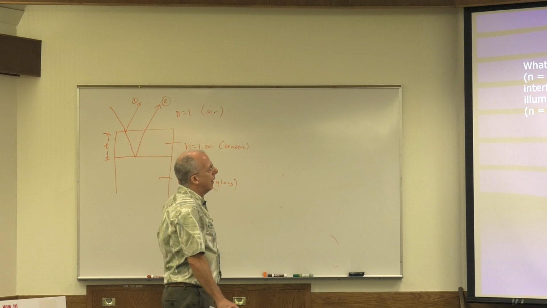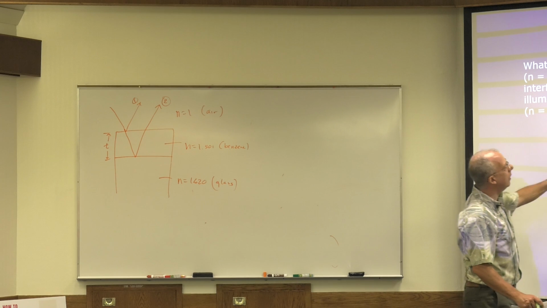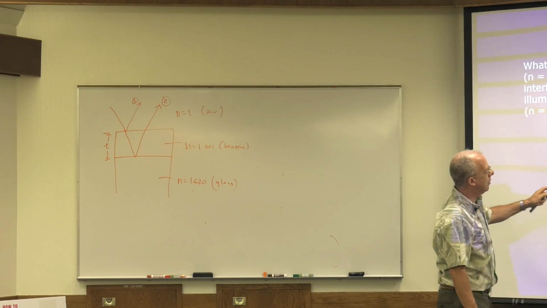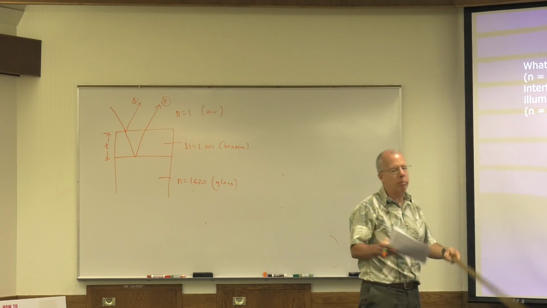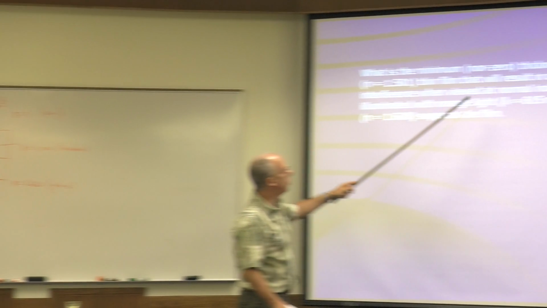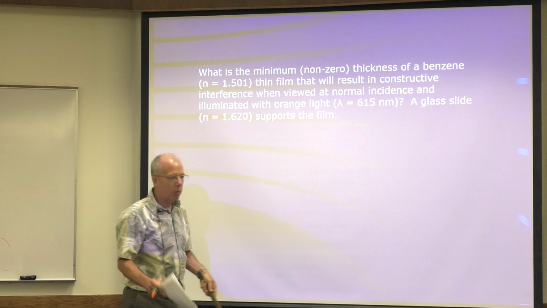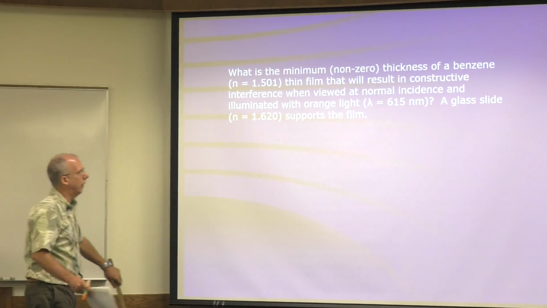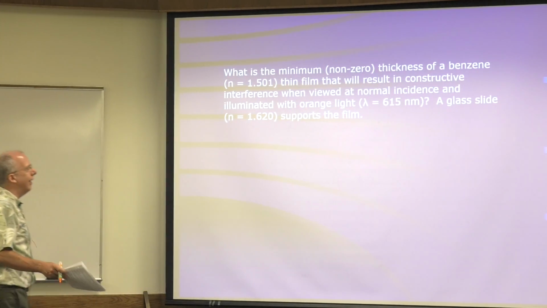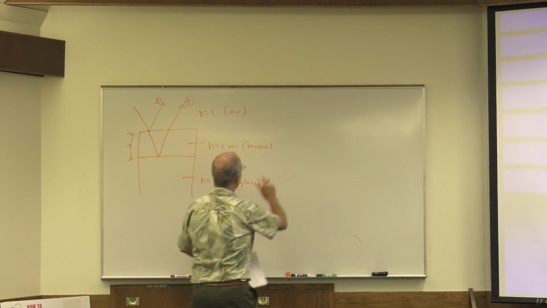Look at what it says. It says, what's the minimum thickness of the film that results in constructive interference? Usually they say it will be bright or something like that. So we know it's constructive. And when viewed at normal incidence, normal means perpendicular. These rays of light are really perpendicular to the films, but you don't draw it that way. We don't care. So you draw the picture, that's crucial, then you just go through the analysis.